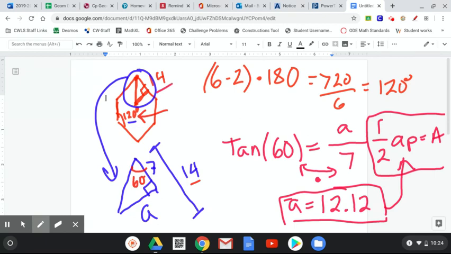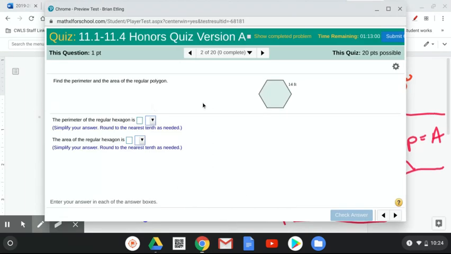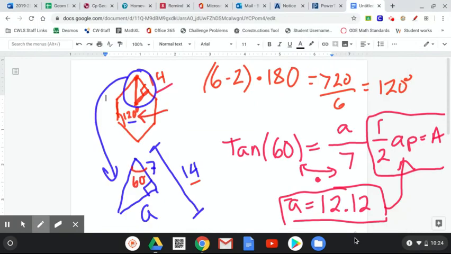And also the perimeter is the other question before that. So you're already going to know how to find the perimeter. It's just 14 times 6, okay? So, and just be careful with this. It does say to simplify your answer and round to the nearest tenth. So actually, looking back over this, instead of 12.12, we should make this 12.1. So just make sure you round to the nearest tenth.